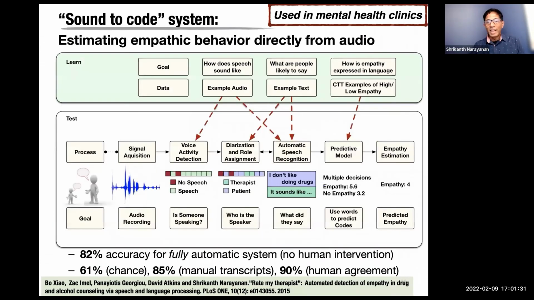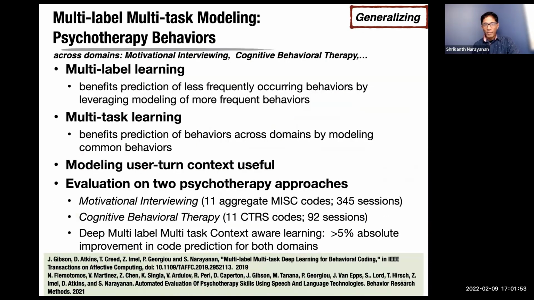And in fact, we have created a full pipeline system to go from recordings to estimating these kinds of therapy-related quality codes for, say, motivational interviewing, cognitive behavioral therapy. And in fact, these are being fielded in clinics right now. So again, data science can help.